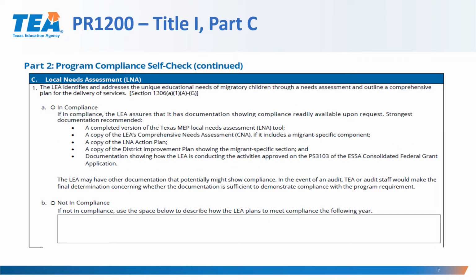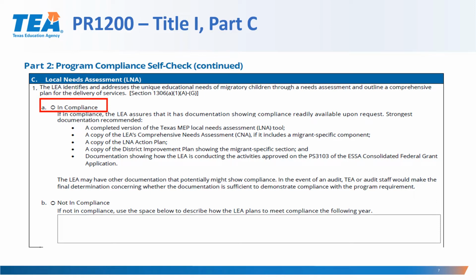Program Requirement C, Local Needs Assessment, LNA. The LEA identifies and addresses the unique educational needs of migratory children through a needs assessment and an outline, a comprehensive plan for the delivery of services. If a district indicates that they're in compliance, the LEA assures that it has documentation showing compliance readily available upon request, and this is the strongest documentation recommended.